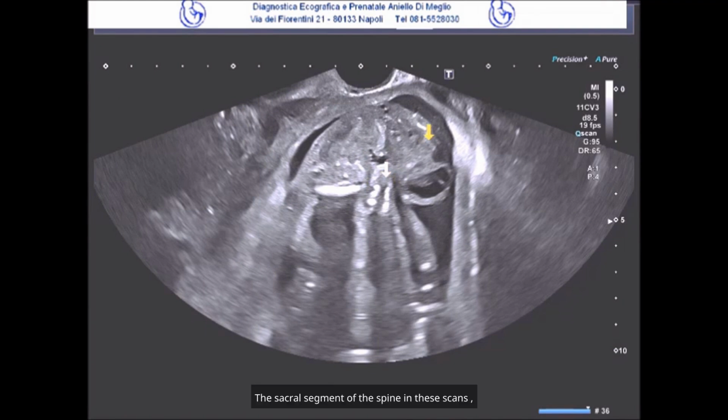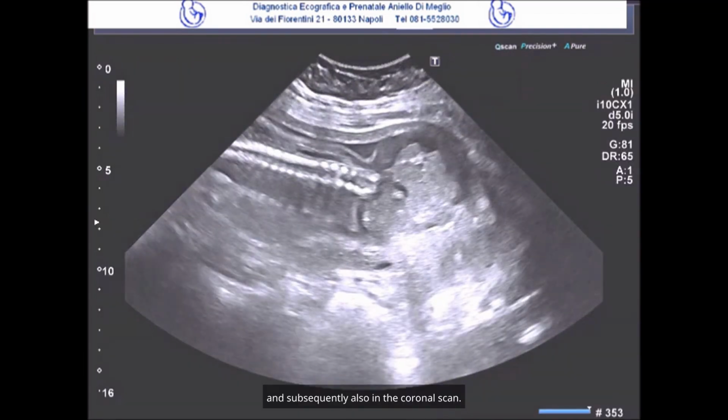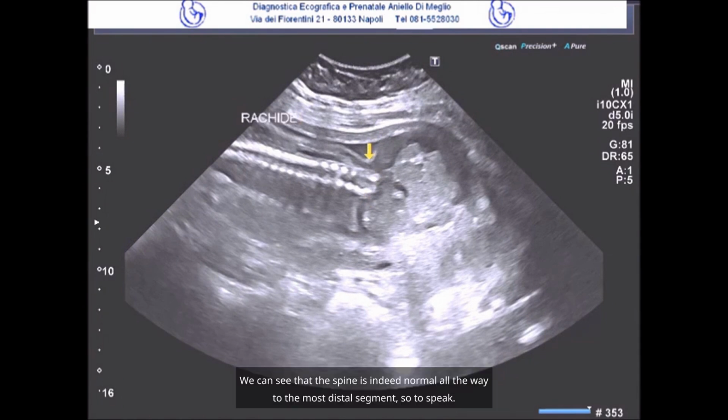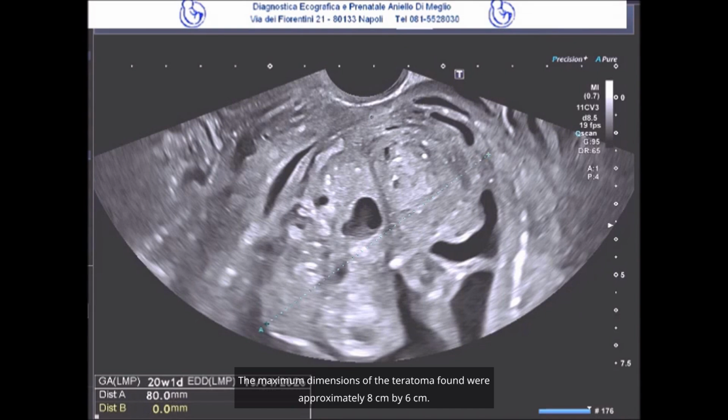We observe the sacral segment of the spine in these scans, and subsequently also in the coronal scan. We can see that the spine is indeed normal all the way to the most distal segment, so to speak. The maximum dimensions of the teratoma found were approximately 8 centimeters by 6 centimeters.